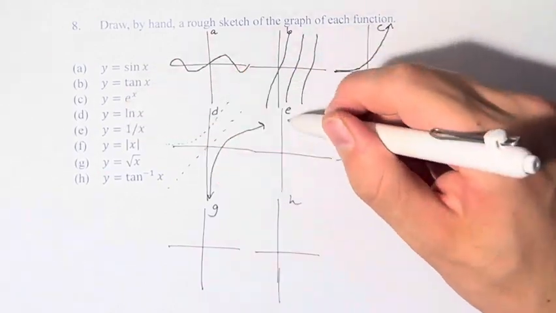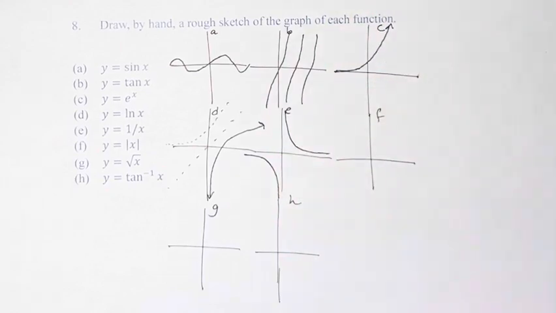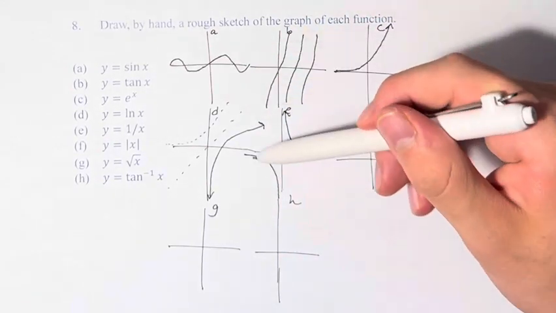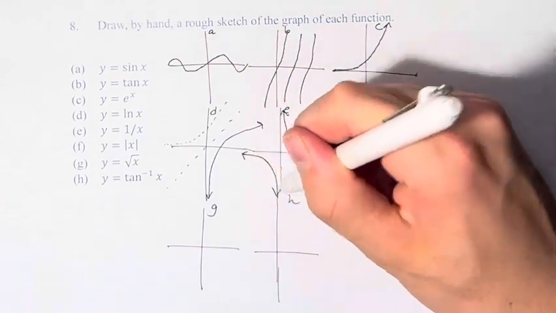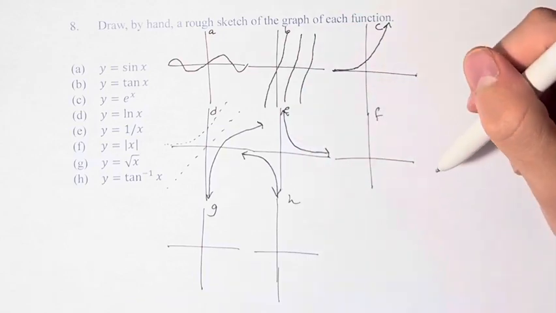1 over x is a two-part function where negative numbers are their own inverses of each other, so they're both down in quadrant 3, and positive numbers are their own inverses up in quadrant 1.